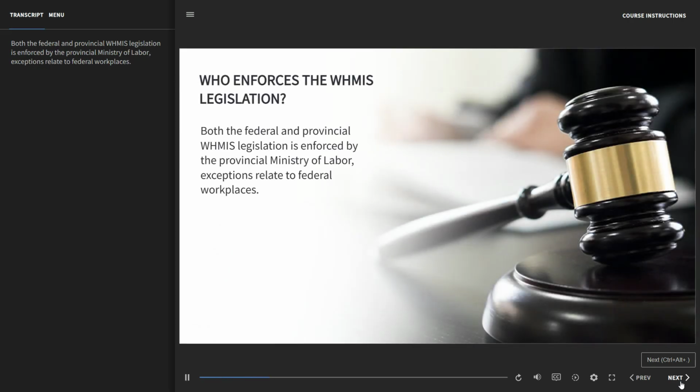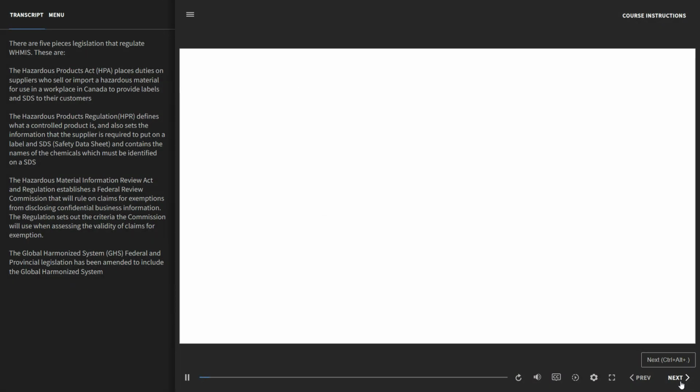Both the federal and provincial WHMIS legislation is enforced by the Provincial Ministry of Labor. Exceptions relate to federal workplaces. There are 5 pieces of legislation that regulate WHMIS.